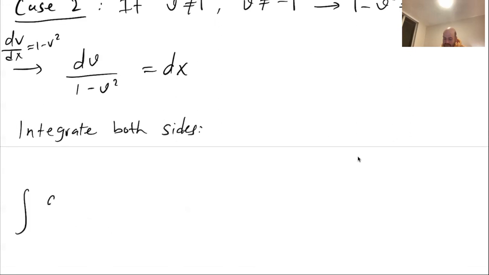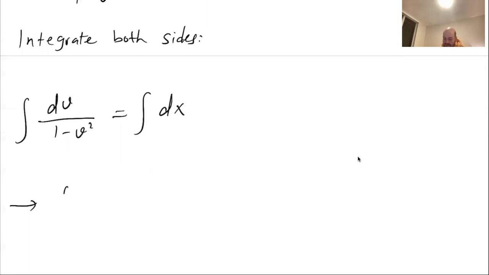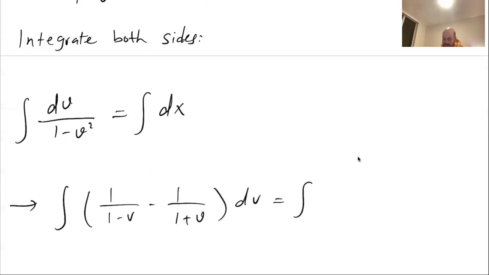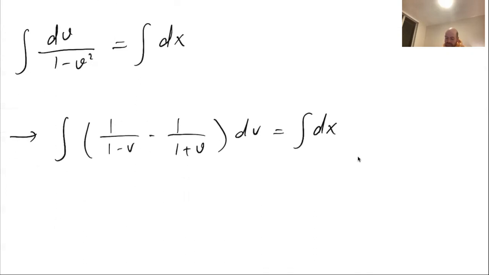Then what do we get? Integral dv over 1 minus v squared equals integral dx. So that means integral 1 over 1 minus v minus 1 over 1 plus v dv equals integral dx. And then you can say that ln, absolute value. So this part, I use partial fractions.